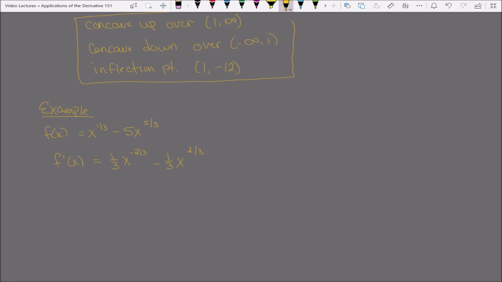Right? So now we take the second derivative. We'll get negative 2/9 x to the minus 5/3 minus 2/9 x to the minus 1/3. Right, now if we simplify this, we'll have negative 2 over 9 x to the 5/3 minus 2 over 9 x to the 1/3.